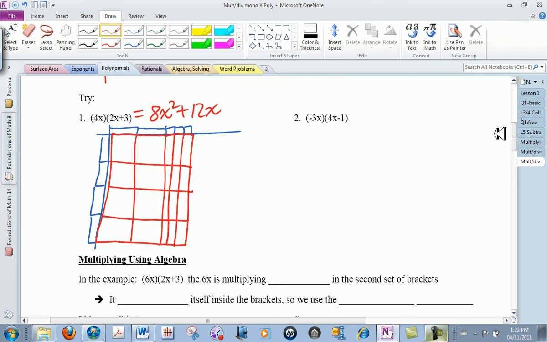Did anyone get 2 yet, or need more time? Okay, so more time. The only thing that's different now, you have to really watch your shading. So make sure you check your shading very carefully. Okay.